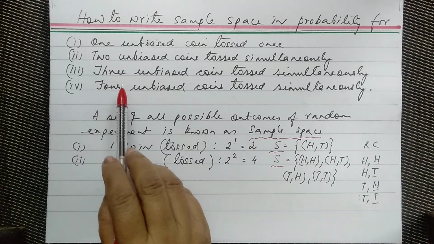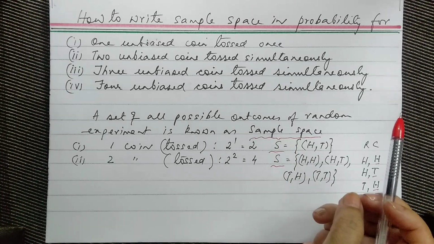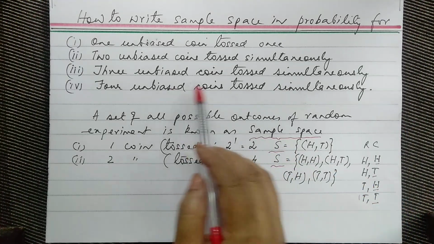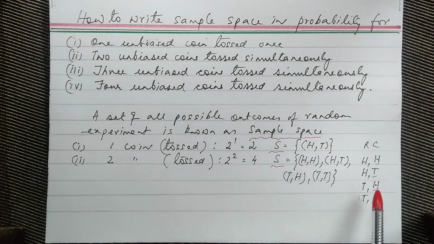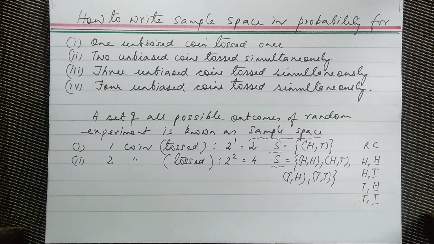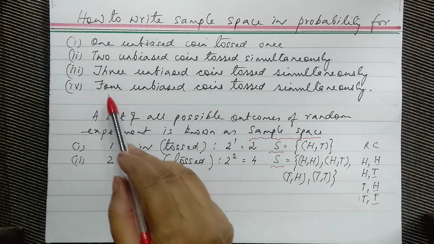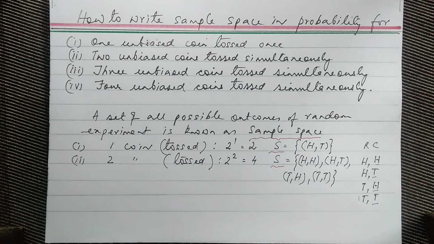In the instance of 3 unbiased coins tossed simultaneously, what do we do? In that case, the task will be a little more complicated. But don't you worry, because this trick applies to them too, even for 4. Let me just show you.